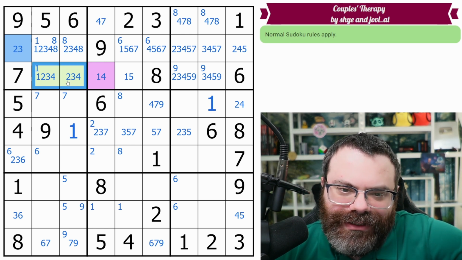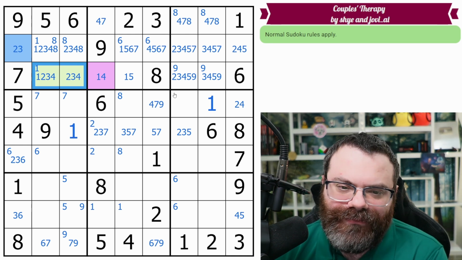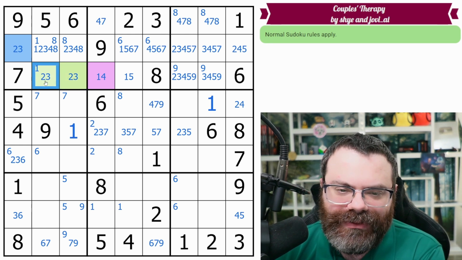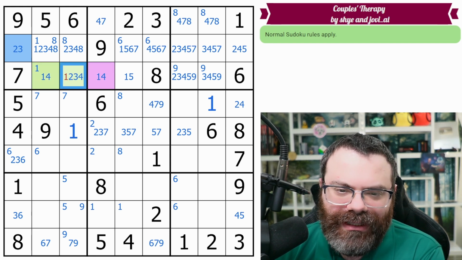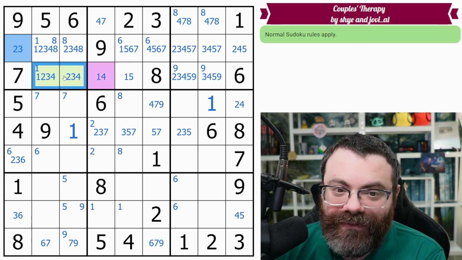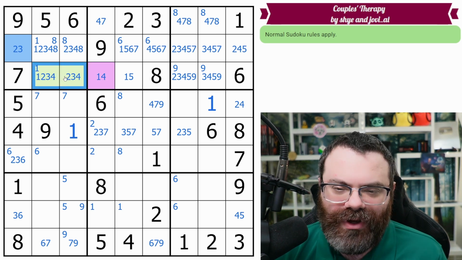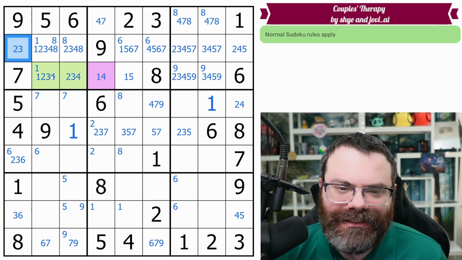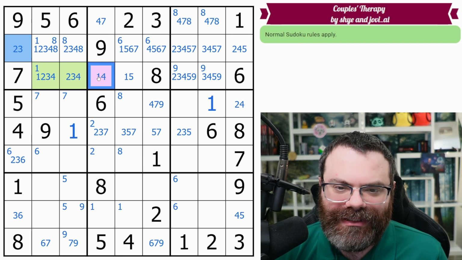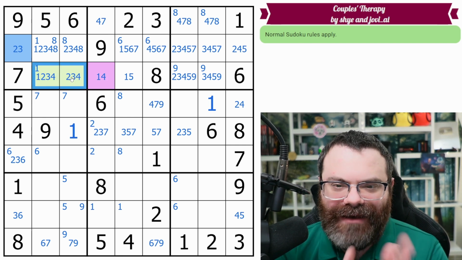These two cells in green can't be 2, 3, because if they were 2, 3, then that would break this blue cell. They also can't be 1, 4, because if they were 1, 4, they would break this purple cell. So we definitely have 1 of 2, 3 in here and 1 of 1, 4 in here. Because if we have 2 of 2, 3 in here, then we break this cell. If we have 2 of 1, 4 in here, we break this cell. So we're going to have to do half and half, right?